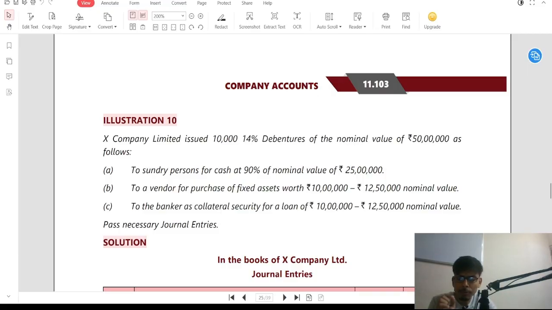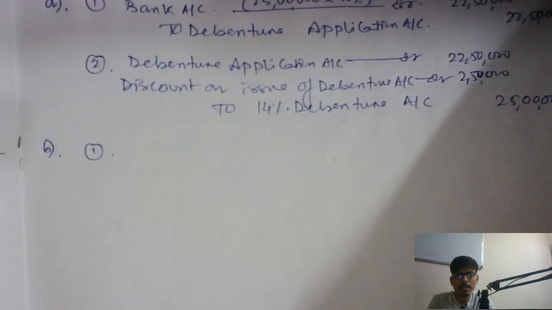To a vendor for purchase of fixed asset worth 10 lakh, 12,50,000 nominal value. See, fixed asset का वैल्यू कितना है? 10 lakh है and we are going to issue them at 12,50,000 debenture. So debenture ज्यादा दिया है, fixed asset कम मिला है. करेक्ट. ठीक है, तो इसको एंट्री करना पड़ेगा. चलिए एंट्री करते हैं एक बार.